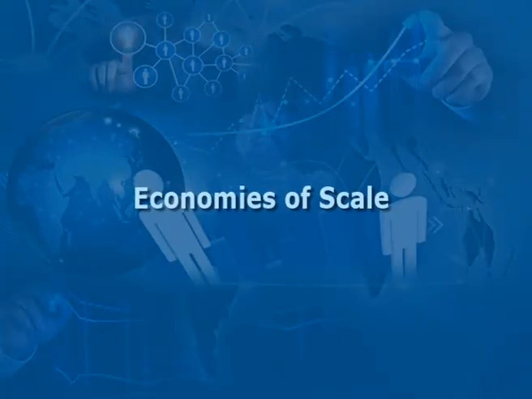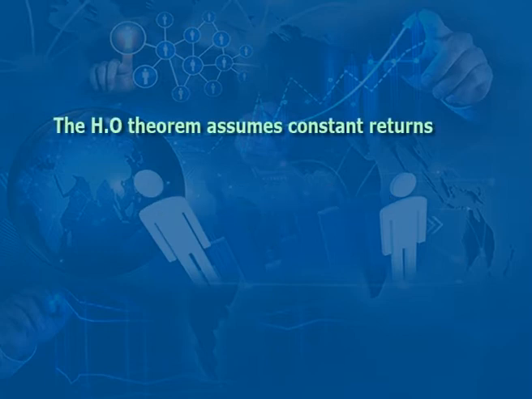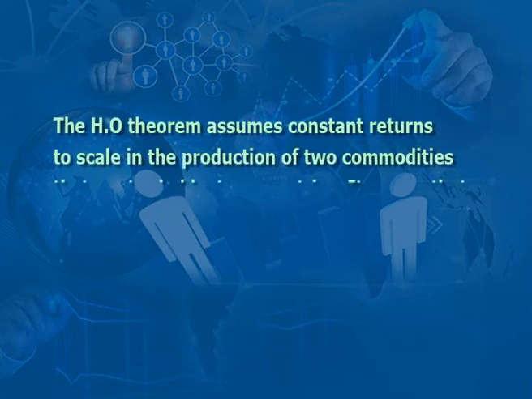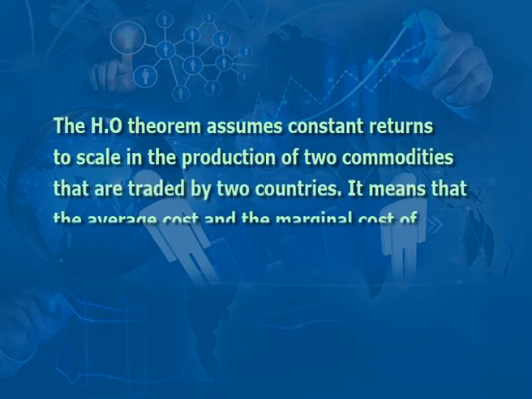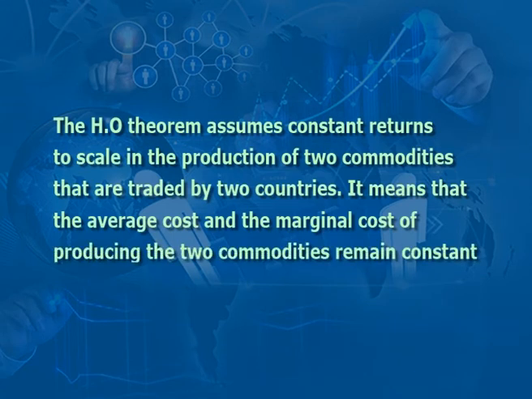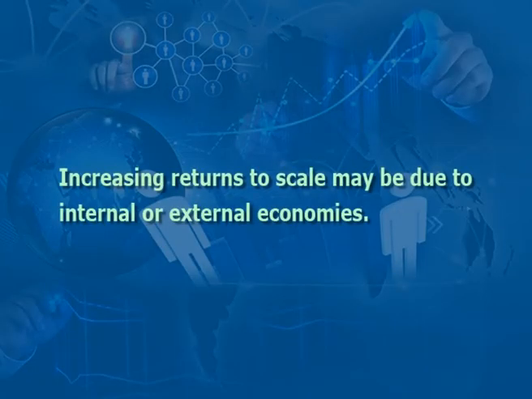Now let us look at its impact on economies of scale. The Heckscher-Ohlin theorem assumes constant returns to scale in the production of two commodities that are traded by two countries. It means that the average cost and the marginal cost of producing the two commodities remain constant as production increases. This is unrealistic because cost functions in many developed countries have decreasing costs or increasing returns to scale. Increasing returns to scale may be due to internal or external economies. External economies are consistent with perfect competition because these occur when all firms in an industry simultaneously experience a lowering in their average costs as their level of production expands.